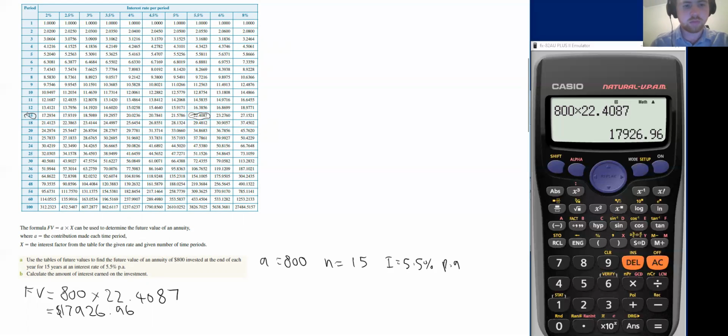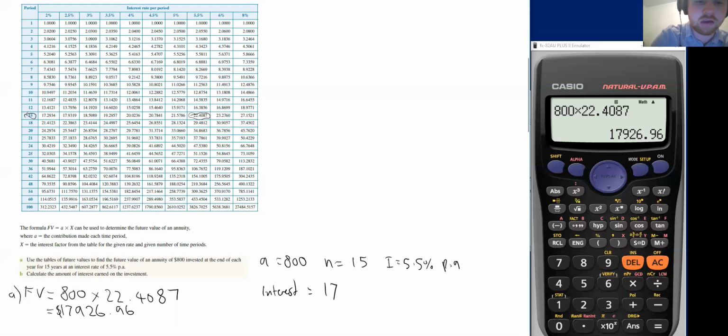Okay, now for part B, we need to calculate the interest earned on the investment. So this is going to be the amount that we made, taking away the contribution we made each time times the number of periods. So if we had no interest, then it would just be 800 times 15, and that would be the amount of money that would be in our account. We're going to see how much more do we have than just that.